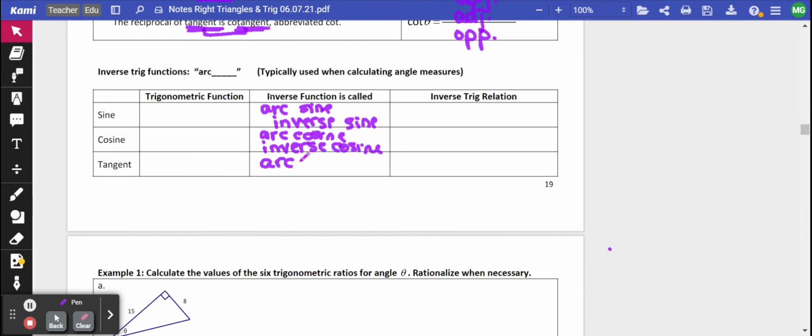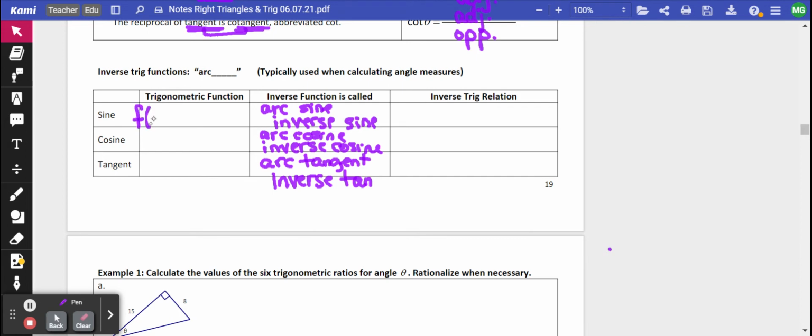And you've probably figured this one out. Arctan, I'm going to write the whole word, but we usually just say arctan or inverse tan. That one we shorten up when we say it. Okay, so arctan or inverse tan. So those are the reciprocals. Okay. Looking at the trig function, pretty simple.